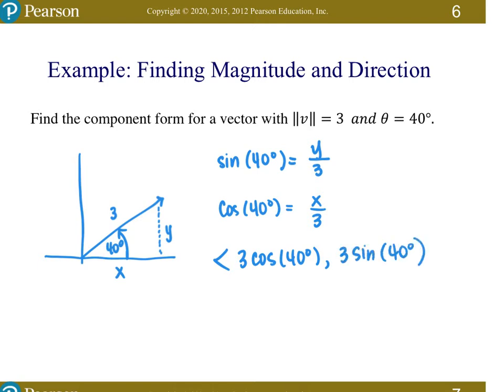And we can generalize that for pretty much any component vector. So the x component would always be the magnitude times the cosine of the direction angle, and then the y component would be the magnitude times the sine of the direction angle. So that will help simplify if you're looking for a general component form.